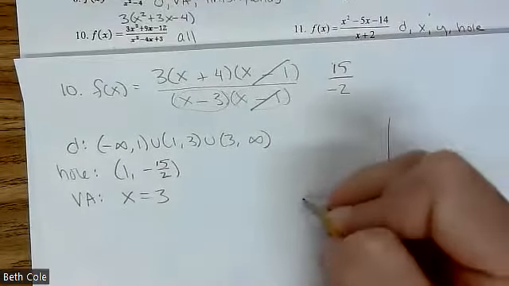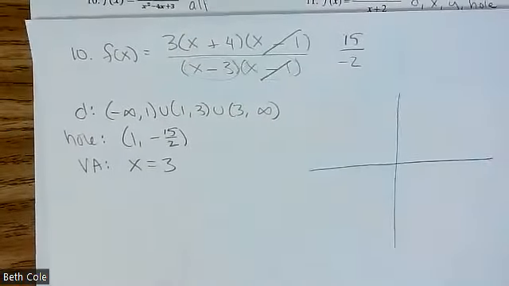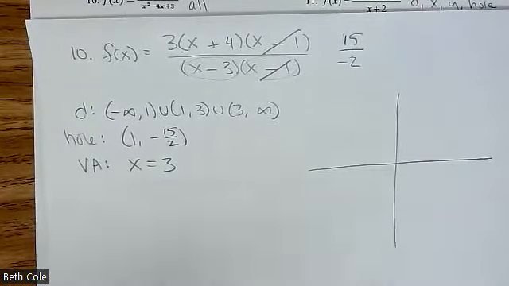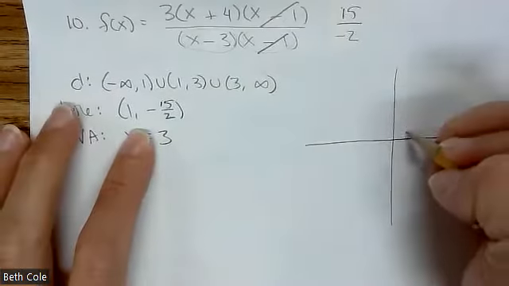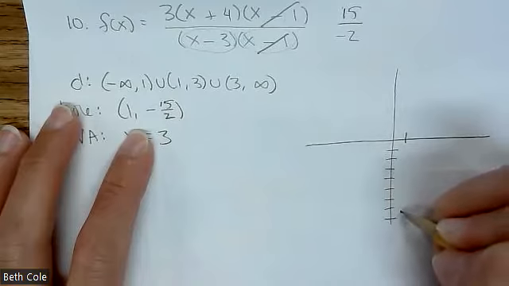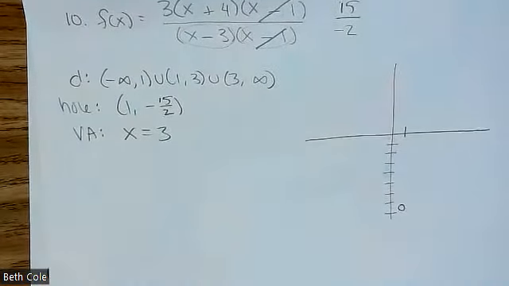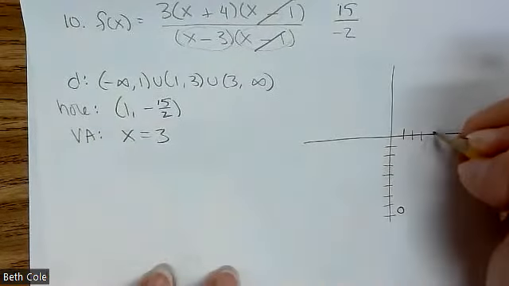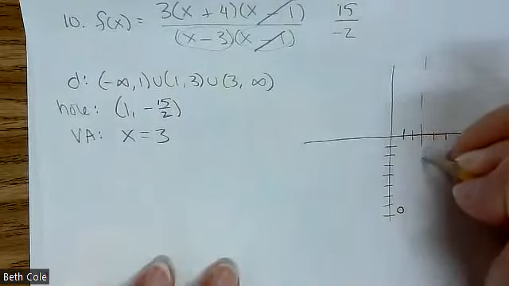But when I go to put that on my grid, and again, just do your best. On the test, I'm going to have a grid printed for you. What would negative 15 halves be? It would be negative 7.5. So at 1 and then negative 7.5, you're going to put a hole. And then at 3 is the vertical asymptote.